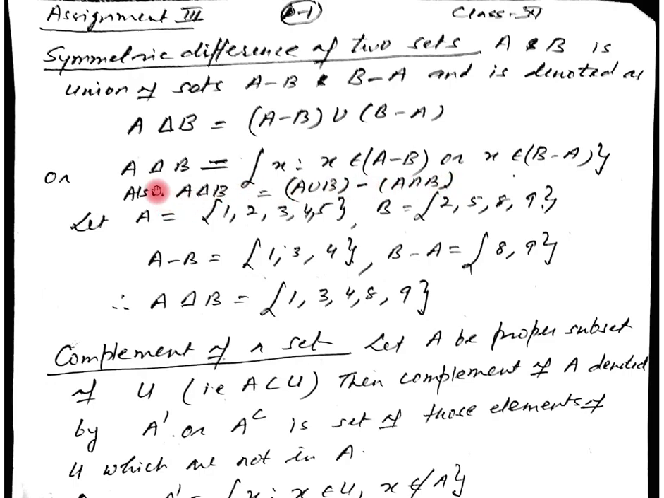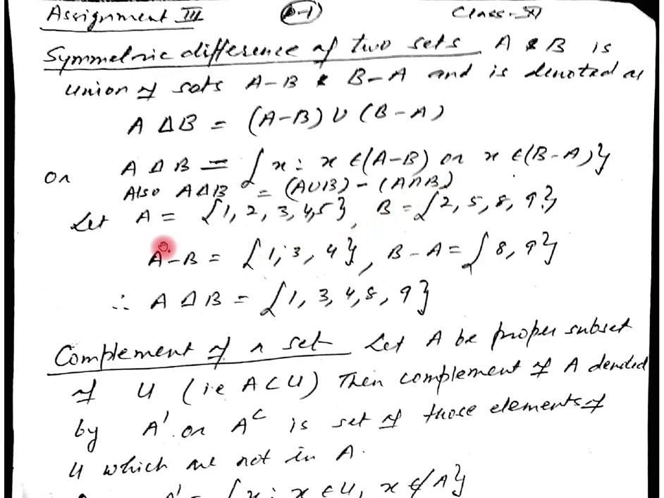Just see it again. A delta B can be written as A minus B union B minus A. Or in the set builder form, it can be written as X, where X belongs to A minus B or X belongs to B minus A. Or sometimes it can also be written as A delta B equal to A union B minus A intersection B.